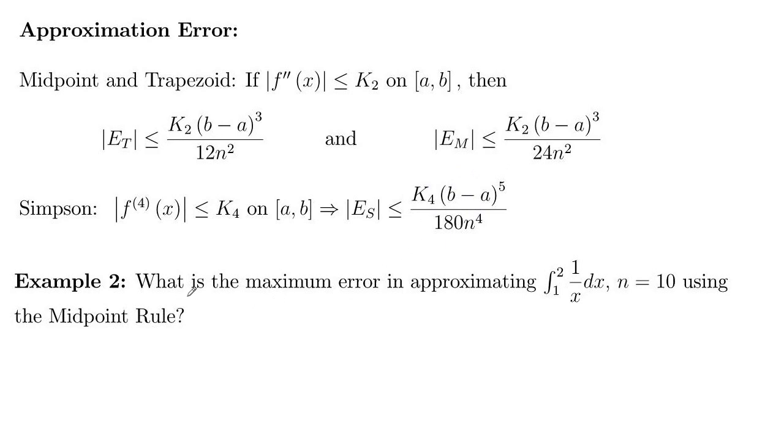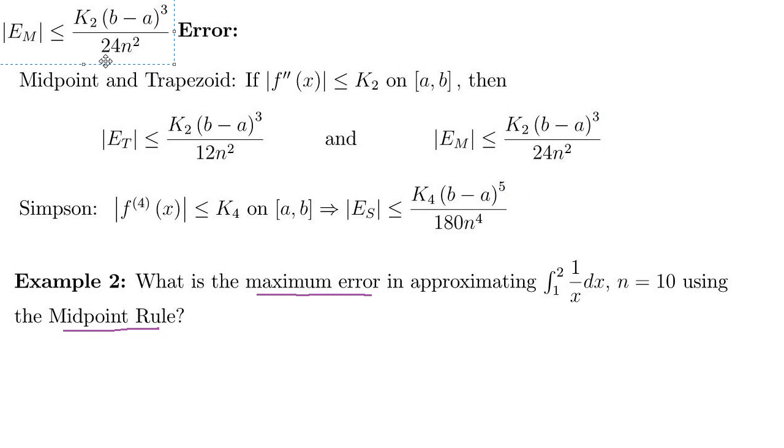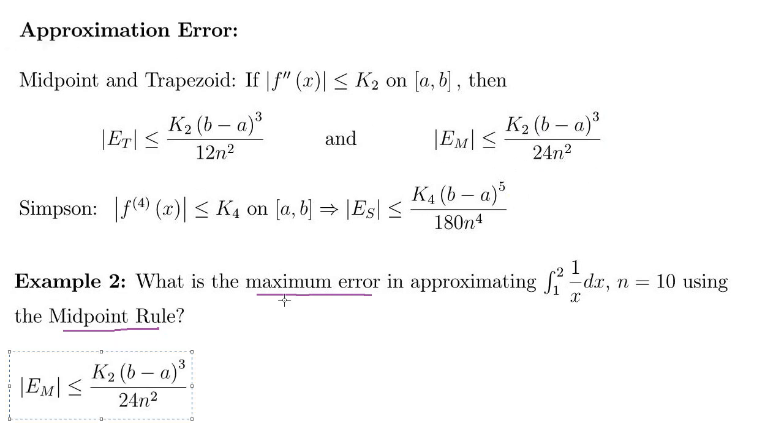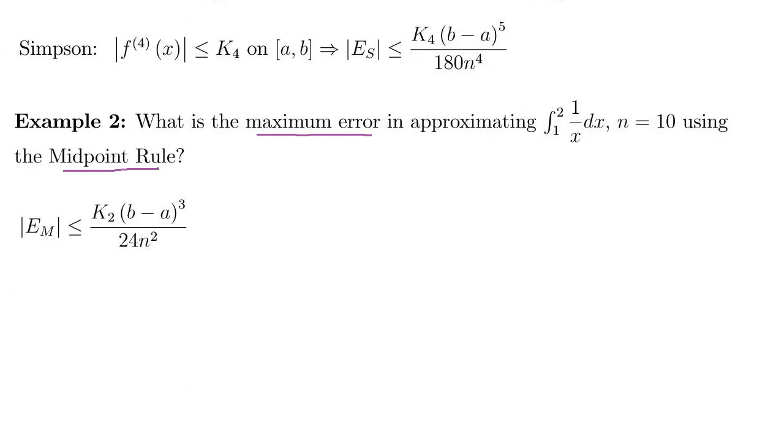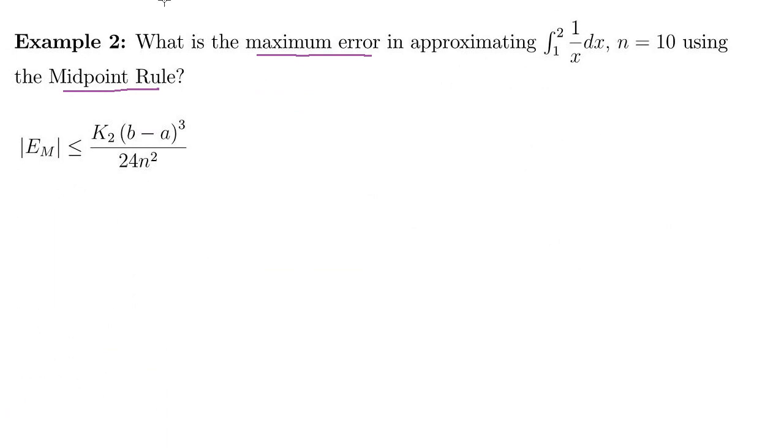Let's say we want to estimate the maximum error here in approximating the integral from 1 to 2 of 1 over x dx with n equal 10 using a midpoint rule. So midpoint rule here, we need to find that number k2, which is the error bound on the second derivative. So let's go ahead and bring our error formula down here. And we need to find that k sub 2.